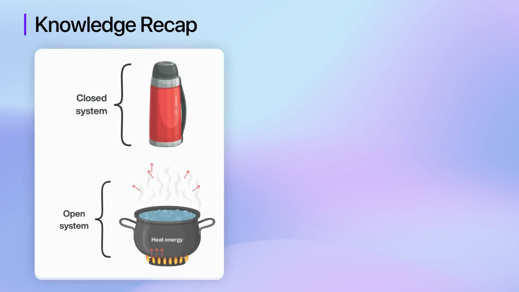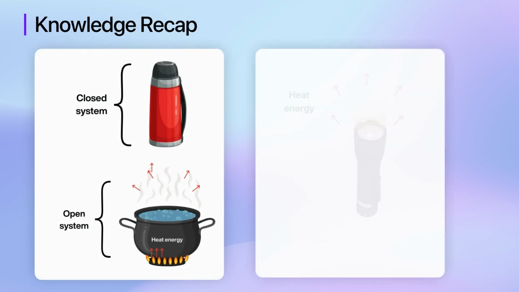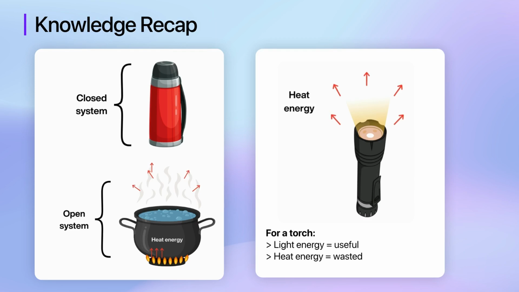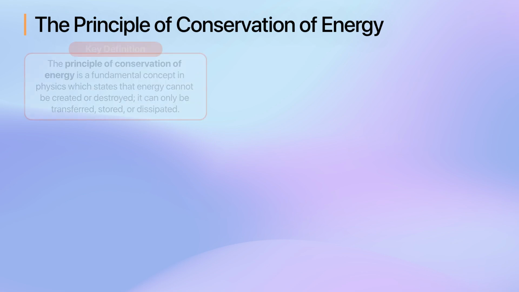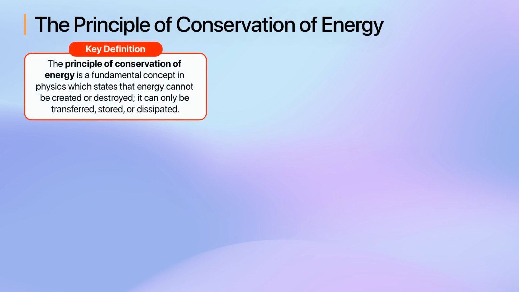So far, you are familiar with the concepts of open and closed systems and the notions of useful and wasted energy. Those provide a solid foundation for today's lesson. Let's dive into the lesson. The principle of conservation of energy is a fundamental concept in physics. It states that energy cannot be created or destroyed. It can only be transferred, stored, or dissipated.